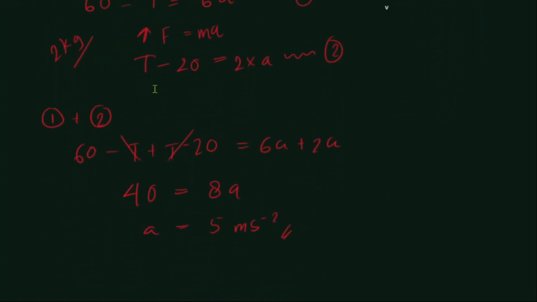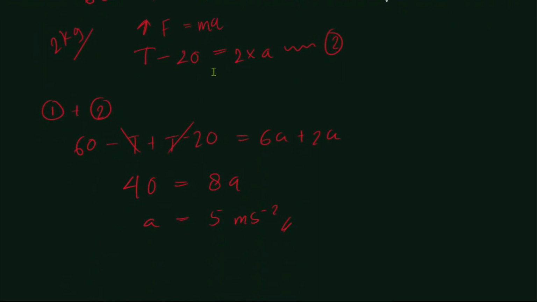But we need to find the tension as well, right? So let's consider the second equation and apply it to find the tension. T minus 20 equals 2 into the acceleration, which is 5. So T is equal to 20 plus 10, that is 30 newtons, right?